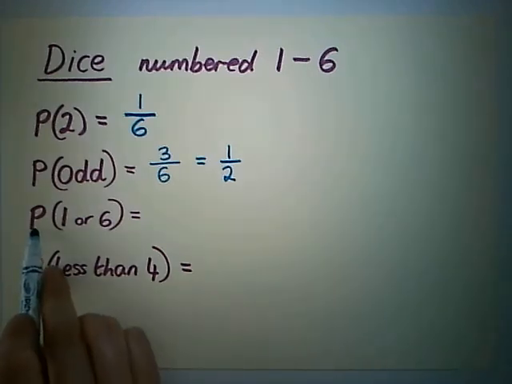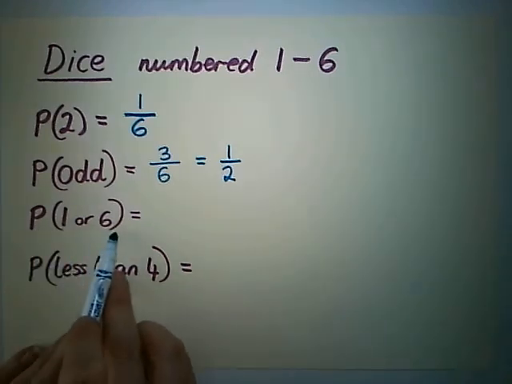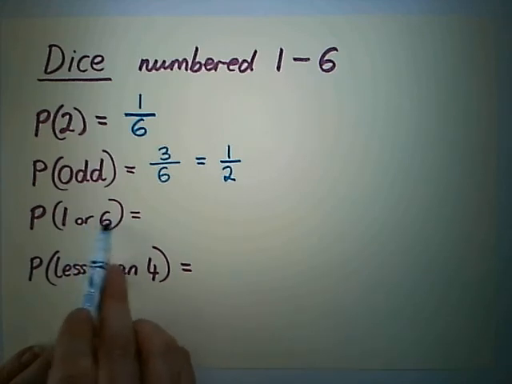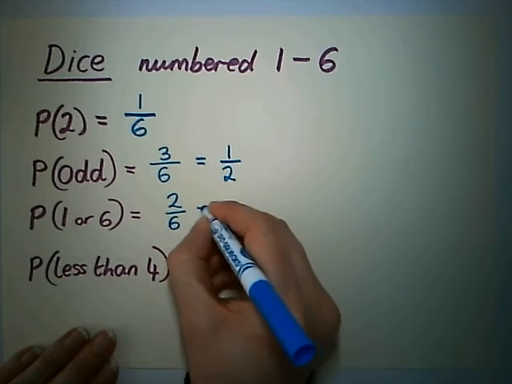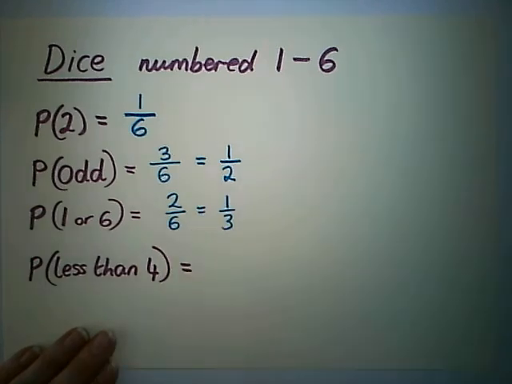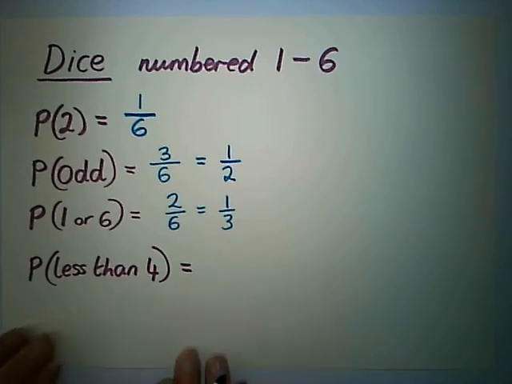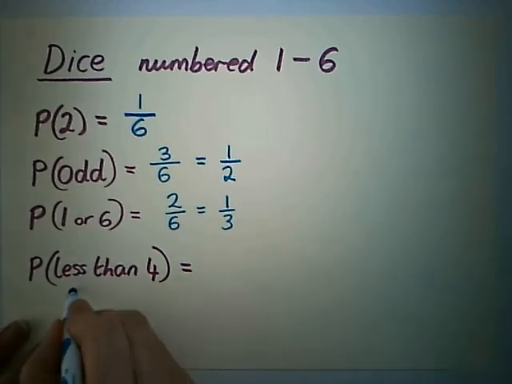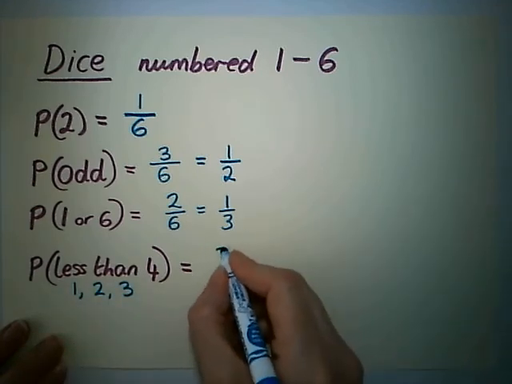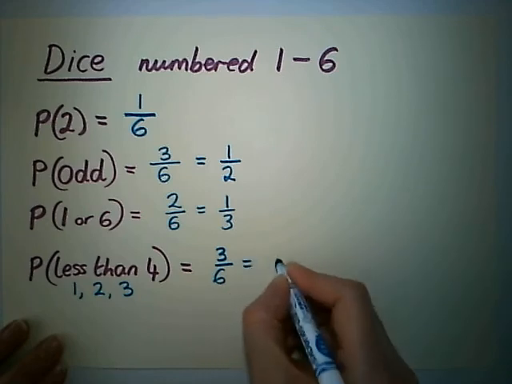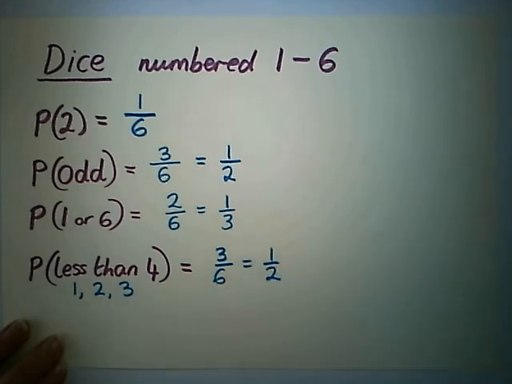Okay, what's the probability of throwing a 1 or a 6? So that's 2 different faces. So that would be 2/6, and we can simplify that down to 1/3. Less than 4? What would be less than 4 on a dice? If it says less than, that does not include the 4. So that would be a 1, a 2, or a 3. So there's 3 of them. And again, that would be 1/2.